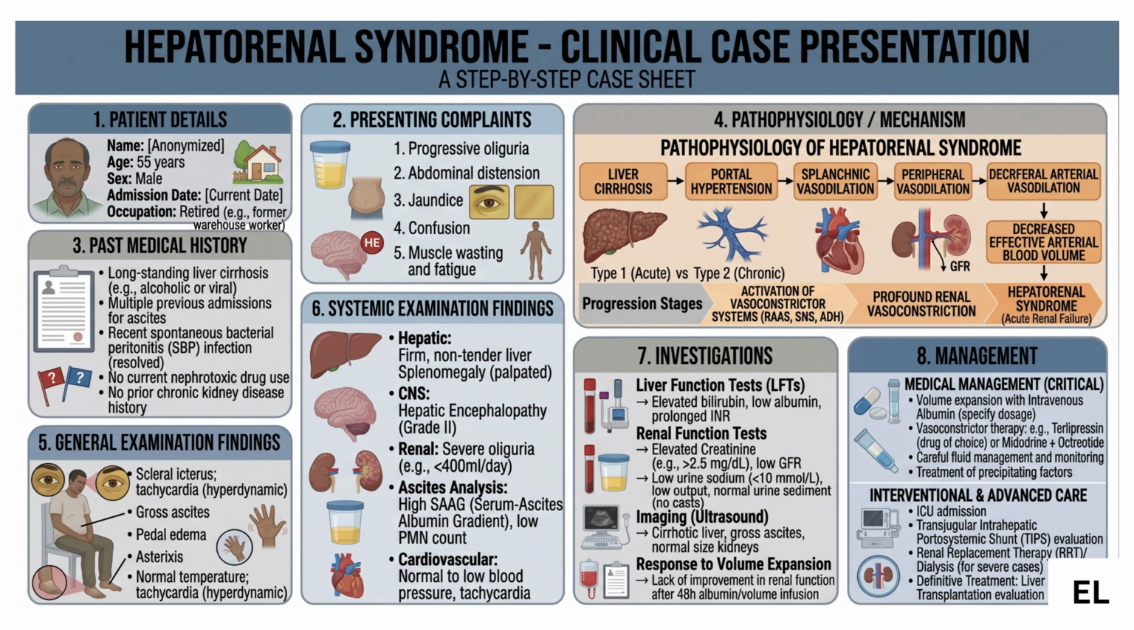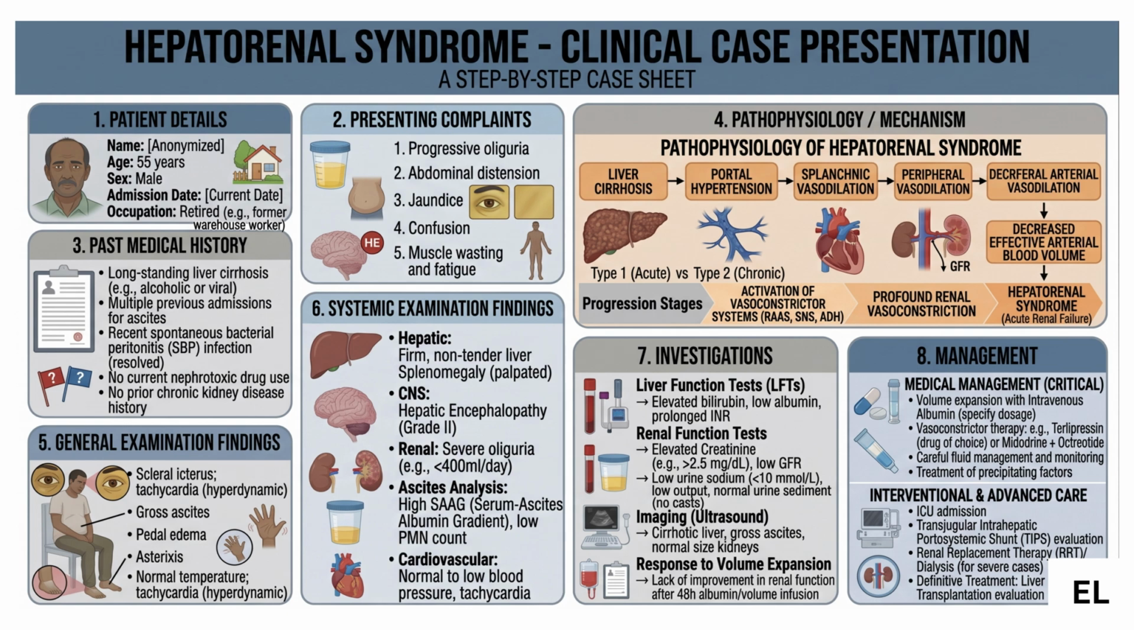Type 1 HRS, now more commonly called HRS-AKI, is acute and rapidly progressive, with severe deterioration in kidney function occurring over days to weeks. It often follows precipitating events such as infection or gastrointestinal bleeding, and carries a very poor prognosis if untreated. Type 2 HRS is more chronic and slowly progressive, usually associated with refractory ascites. Although slower in progression, it still significantly worsens morbidity and mortality.